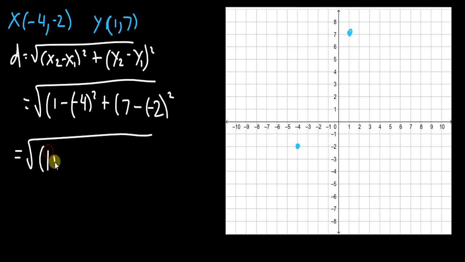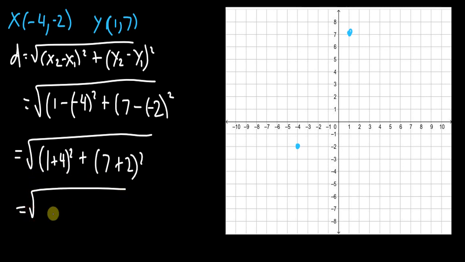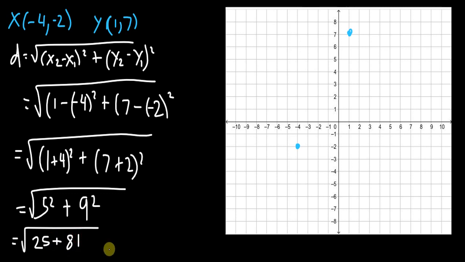So, that is 1 plus 4 square plus 7 plus 2 square. So, what is 1 plus 4? That is 5. So, 5 square plus 7 plus 2 is 9. 9 square. Okay, so what is 5 square? That is 5 times 5 and 25. And then 9 square is 81. 9 times 9 is 81. 25 plus 81, that is 106.